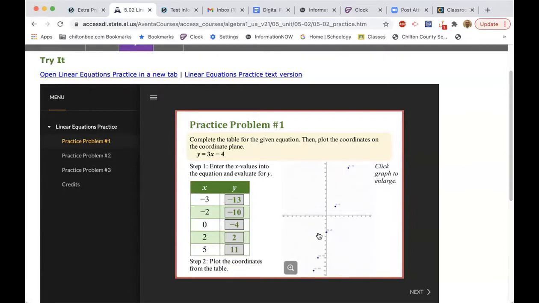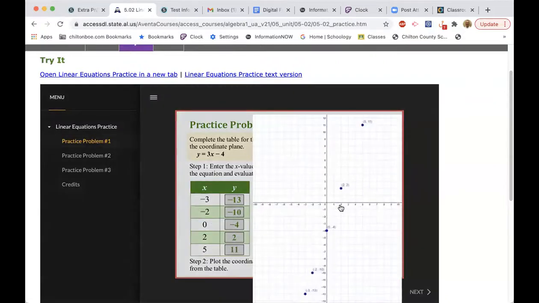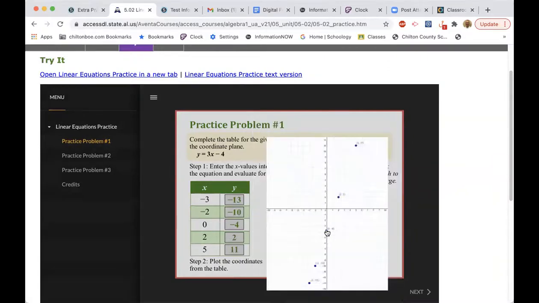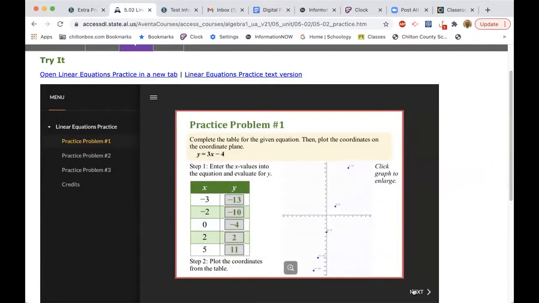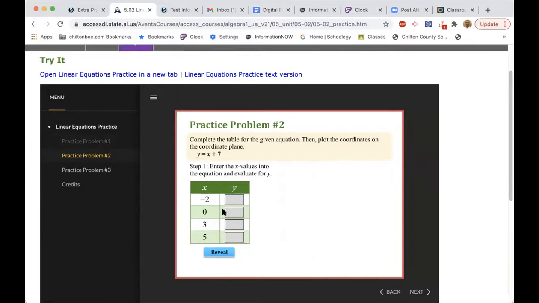It's hard to see, but they have plotted these 5 points on the graph, and we can enlarge it a little bit. And the y-intercept is going to cross right here at -4. It didn't show us a line.